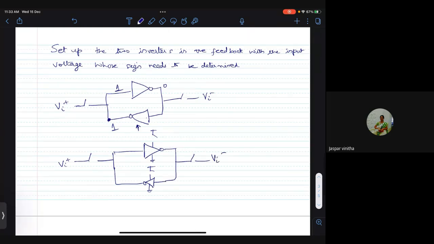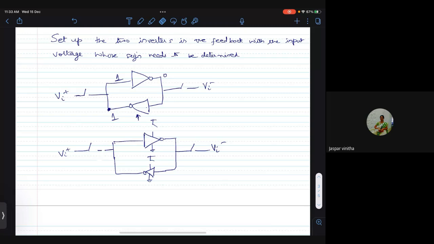Okay, so in this case, what we will do is, initially we will disconnect the power supply to the inverters, connect the two outputs to Vi plus and Vi minus, so that the two nodes take the values of Vi plus and Vi minus. And then once you pre-charge the two inputs to the desired value, you disconnect the input, connect the power supply, and release the circuit. It will regenerate, right?